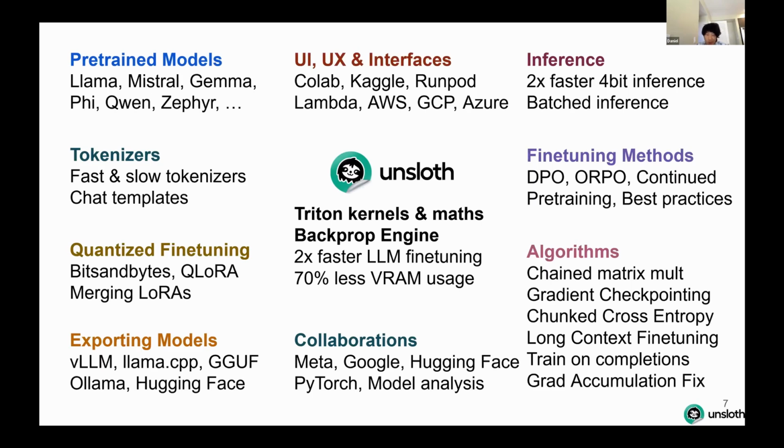But we did not know that there is actually lots of extra stuff that you have to put together with the package in order to make it work. So I'll be talking about most of these things. For example, tokenizer problems, pre-trained model issues, exporting models to vLLM, collaborations of different entities, companies and organizations, making inference better, doing fine-tuning, DPO, ORPO, best practices for LoRA, and also many algorithms: chunked cross entropy, long context fine-tuning, chained matrix multiplication, training on completions, and the gradient accumulation bug fix.